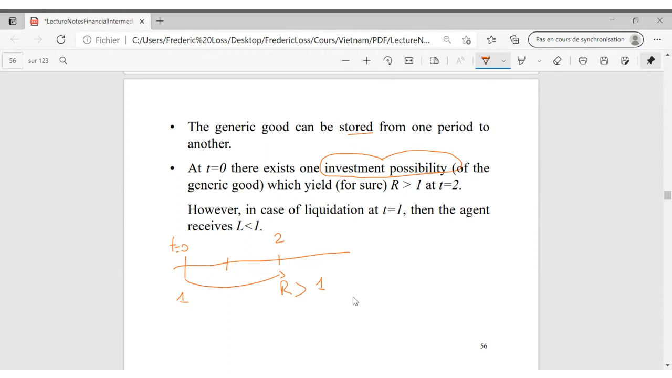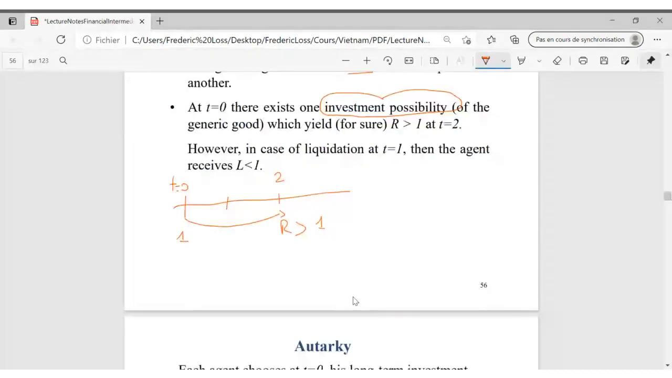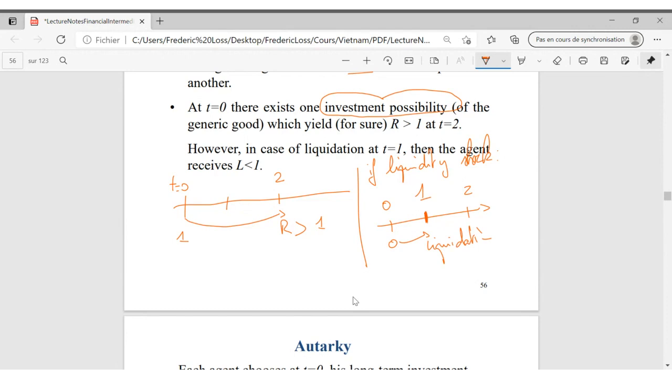The problem with this long-term investment is that you have to wait until t equals 2, which is what is going to happen if you are not hit by the liquidity shock. But if you are hit by the liquidity shock, then you cannot go up to time 2, and you are obliged to liquidate at t equals 1, and you obtain L, which is strictly lower than 1.